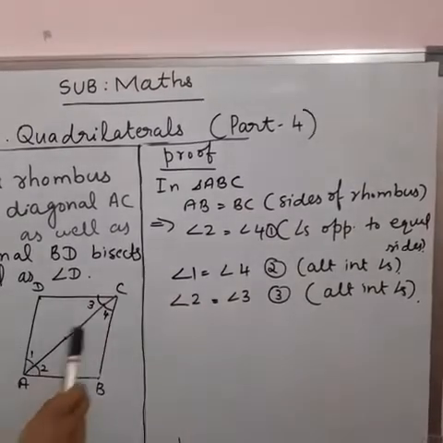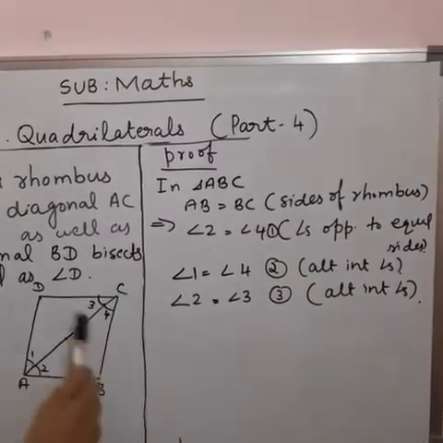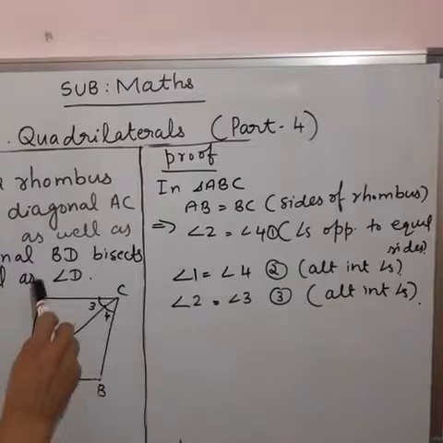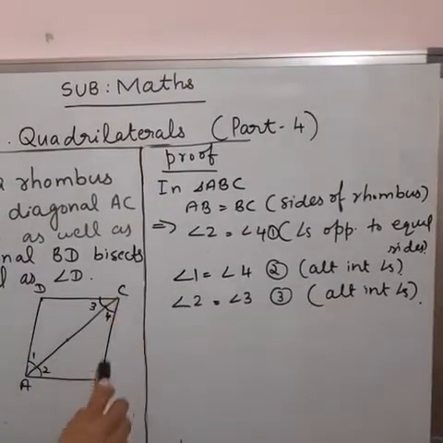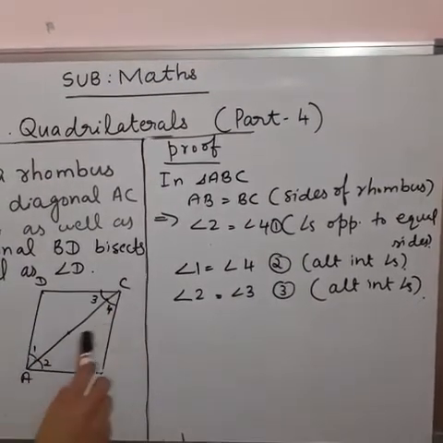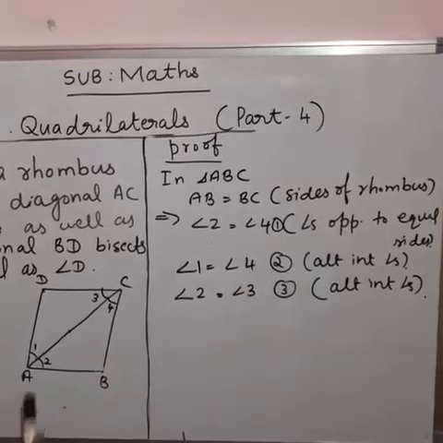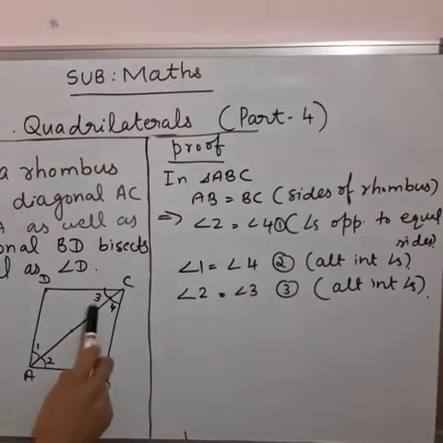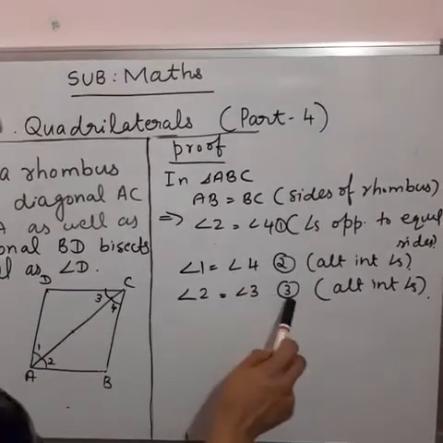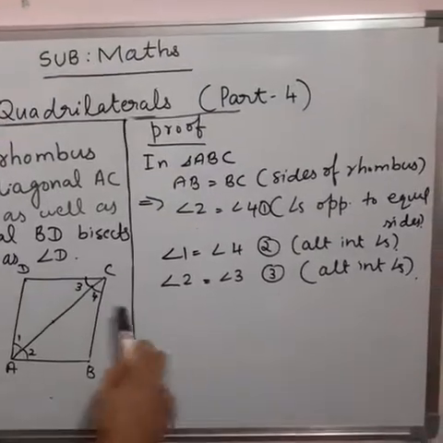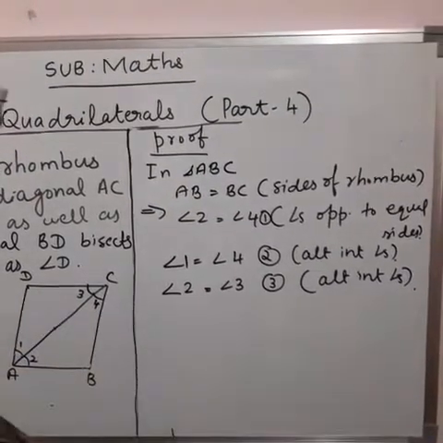Now, angle 1 is equal to angle 4. Since it is a rhombus, opposite sides are parallel. Since DA is parallel to CB, then 1 is equal to 4, equation 2. In the same way, DC is parallel to AB, then angle 3 is equal to angle 2 by alternate interior angles. Since lines are parallel, alternate angles are equal. Equation 3.